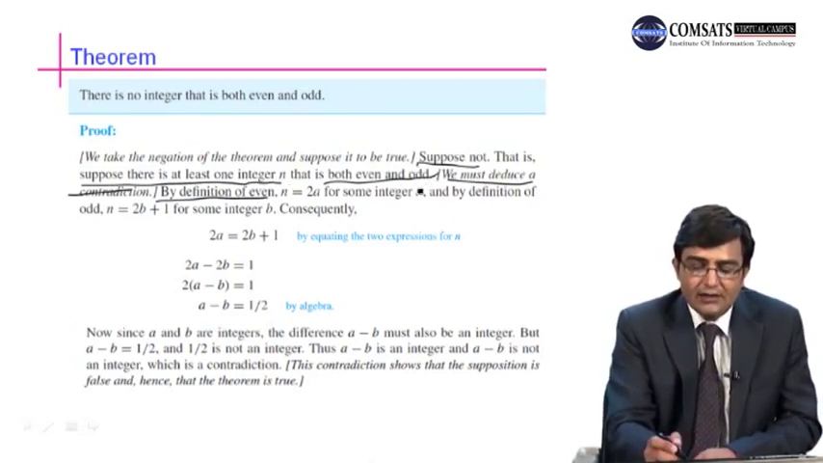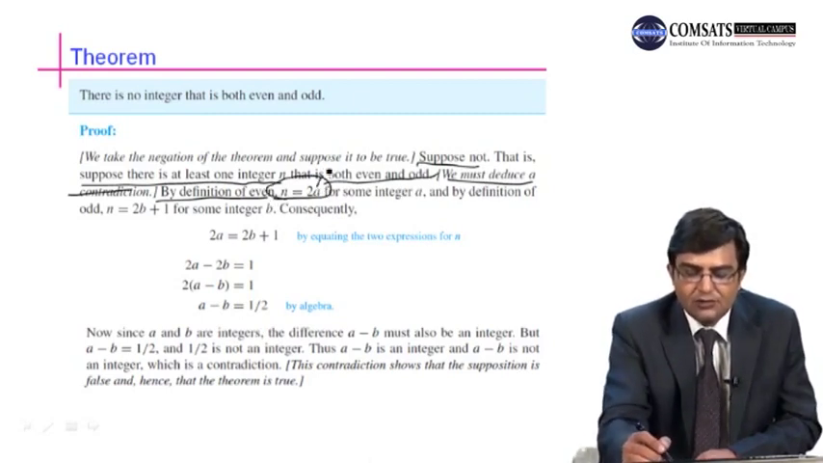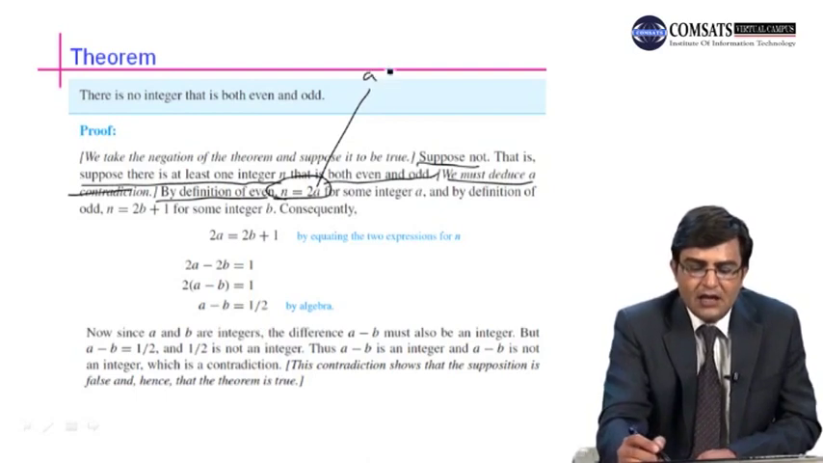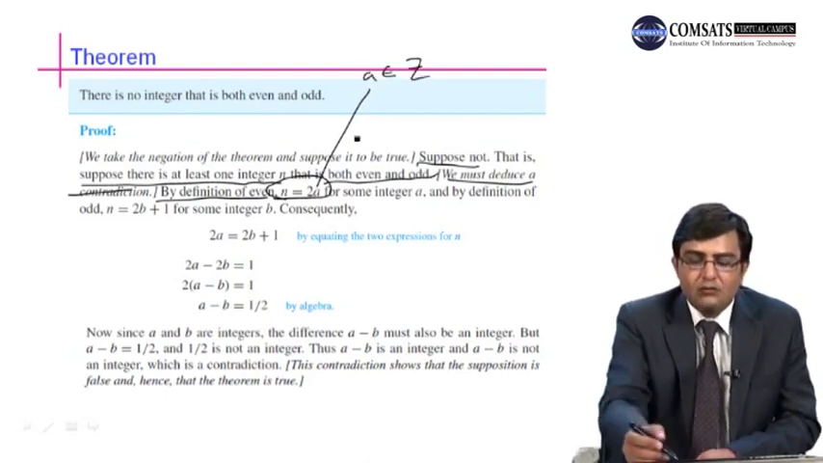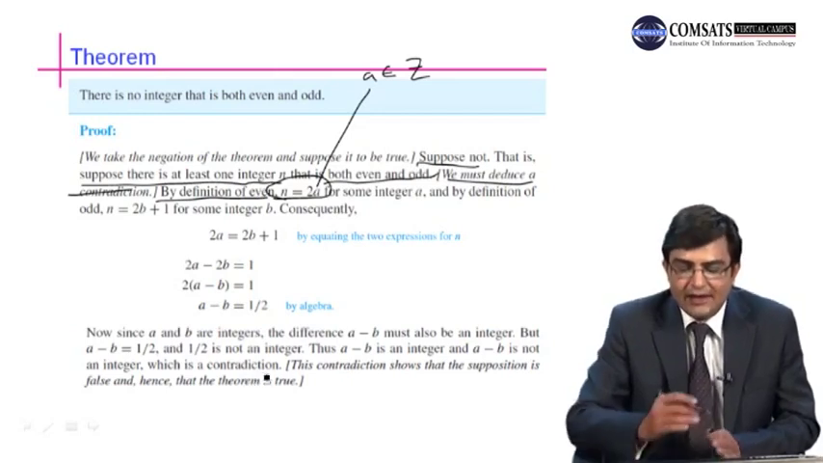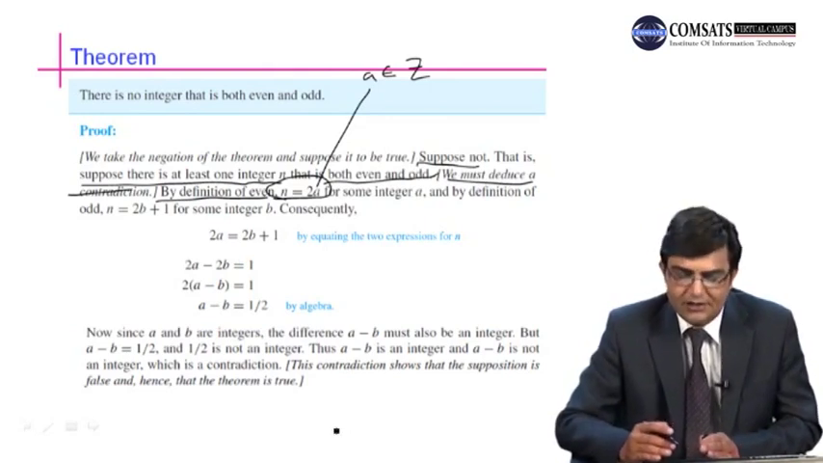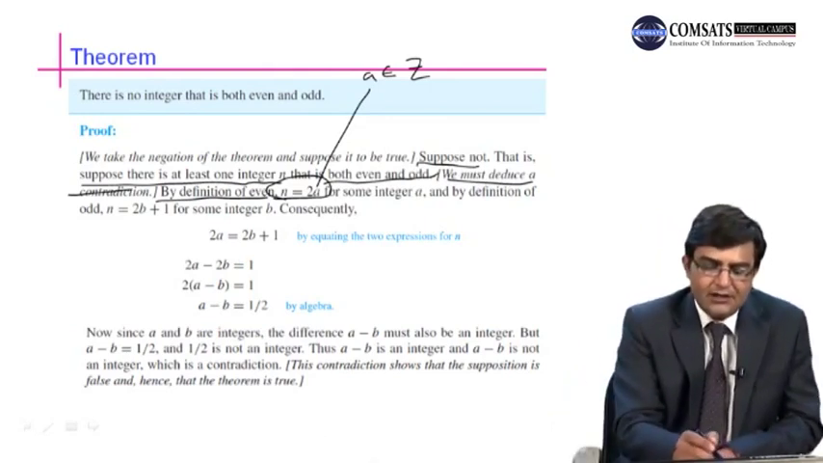So if integer n is even, then it can be written as 2a, where a is some other integer, a belongs to Z. Now we have supposed that n is at the same time odd also. n is even and n is also an odd integer. So n can also be written as 2b plus 1, where b is some other integer.